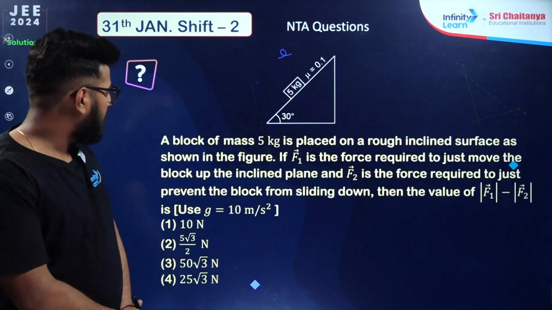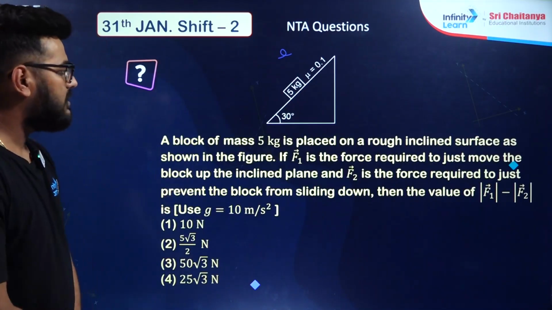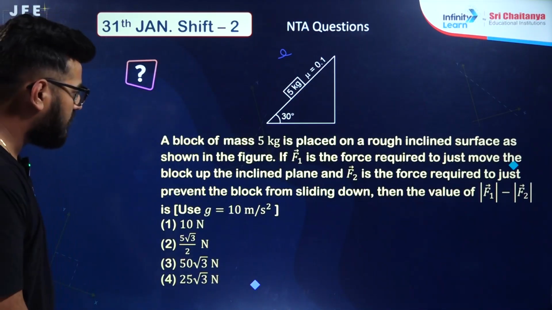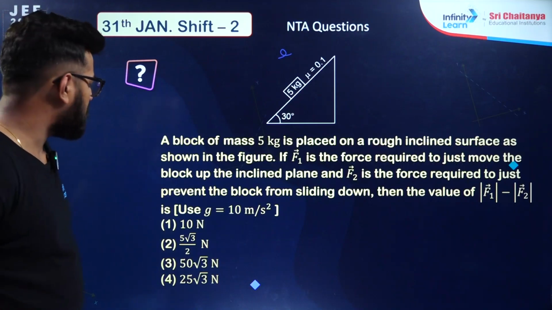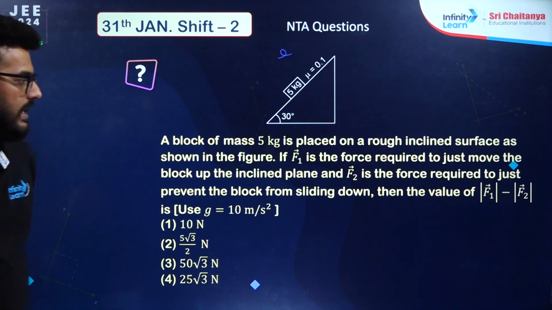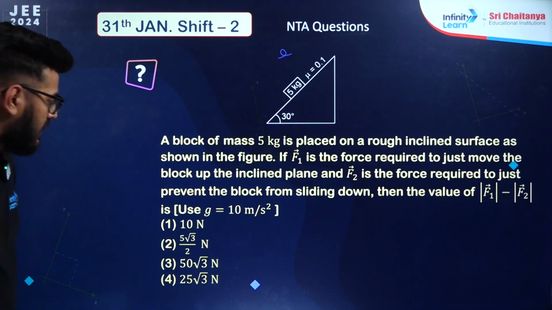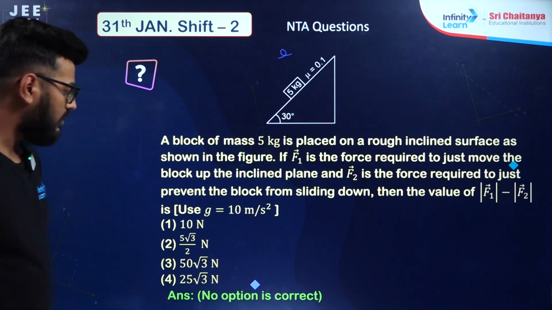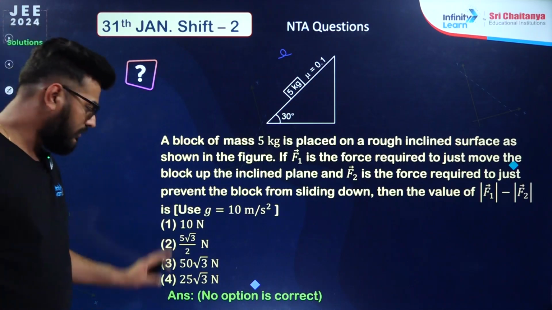Okay. Then moving ahead, a question from NLM. A block of mass 5 kg is placed on a rough inclined surface as shown in the figure. If F1 is the force required to just move the block up the inclined plane and F2 is the force required to just prevent the block from sliding down, then the value of F1 minus F2 is. This is a question, and over here also none of the options were correct.